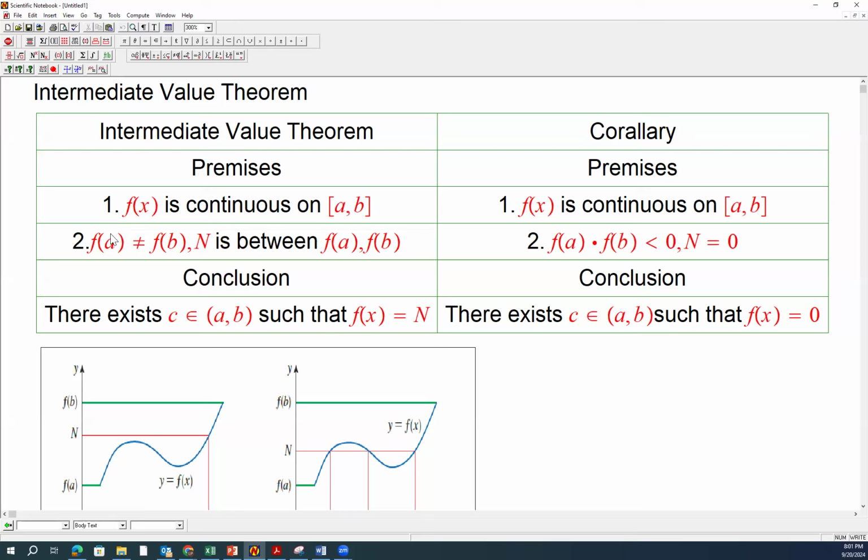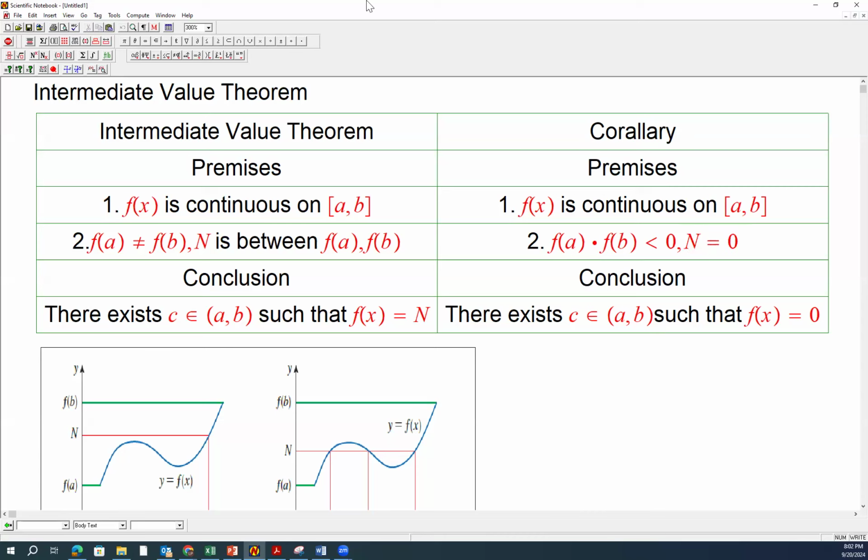And secondly, you need to demonstrate that f of a and f of b are different values, and n is in between. In the case of the corollary, you demonstrate that f of a and f of b are opposite in sign, so n is in between a positive number and a negative number. So it doesn't matter which one you quote, but you must make it clear that you have verified the conditions before you apply the conclusion.